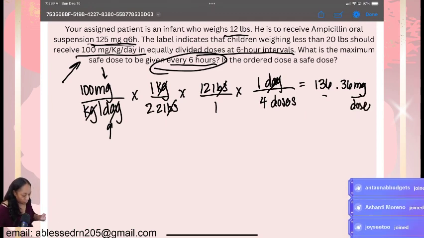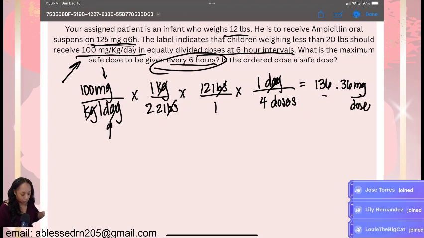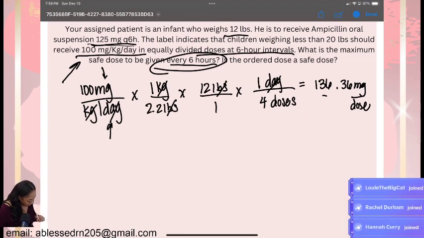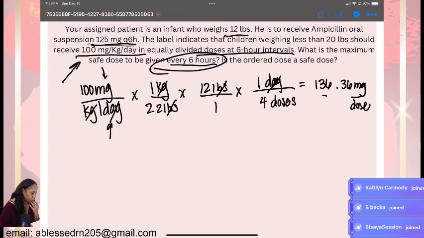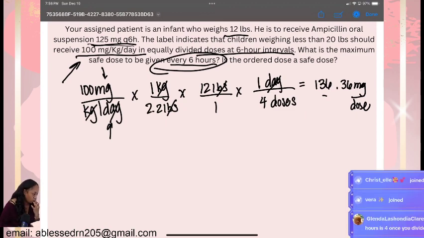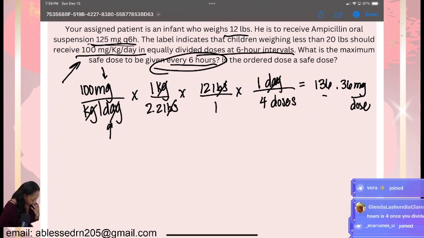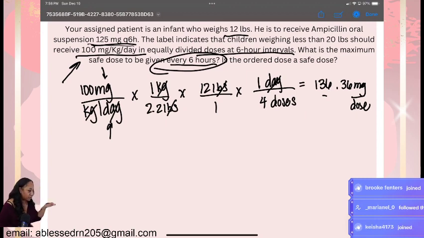So then we'll go back to what the doctor told you. They want to give 125 milligrams at one dose. So, is this safe? That's the maximum that they can give. So it's safe to say.